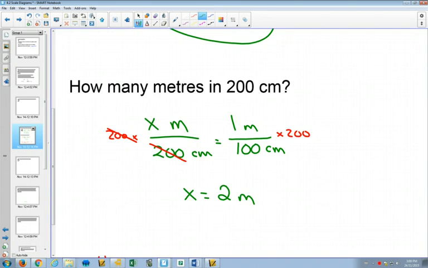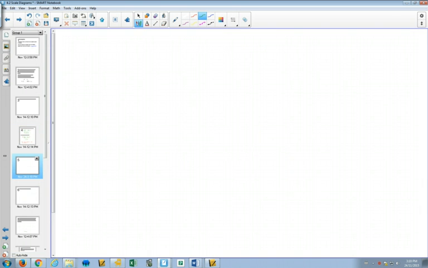Now, this is one, if you knew 100 centimeters was 1 meter, can you see that this was easy to figure out that 200 centimeters is 2 meters? So you probably wouldn't need a proportion. However, some of our conversions that we're going to end up doing are hard. Okay? For example, does someone know how tall they are in feet and inches? 5 feet, 4 inches.